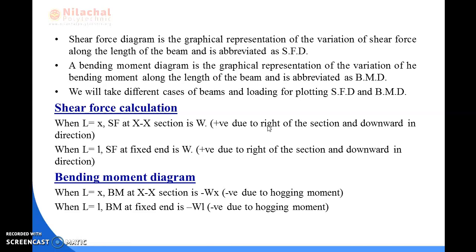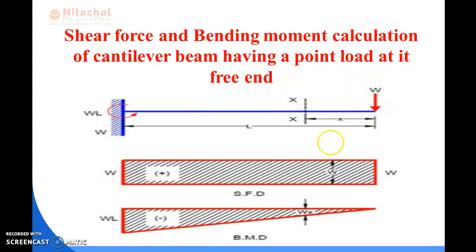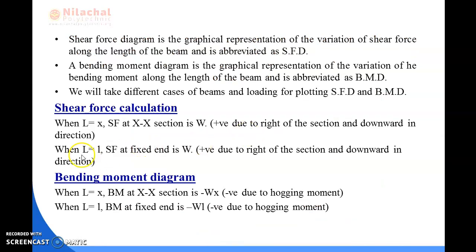Now comes case 2. In case 2, we take L equal to the total length of the beam, which is given as L. So here we take L equal to L, that means the length equals L.